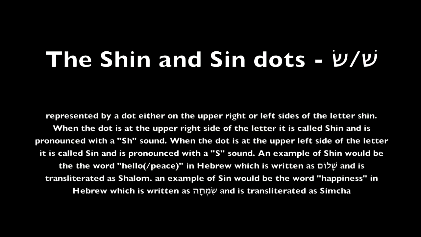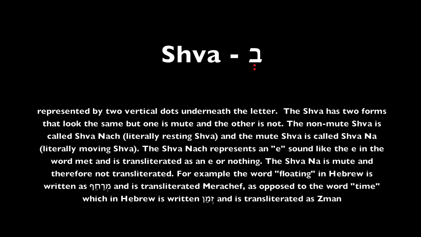An example of Shin would be the word hello in Hebrew, which is written as shalom and is transliterated as shalom. An example of Sin would be the word happiness in Hebrew, which is written as simcha and is transliterated as simcha. Shva, represented by two vertical dots underneath the letter.